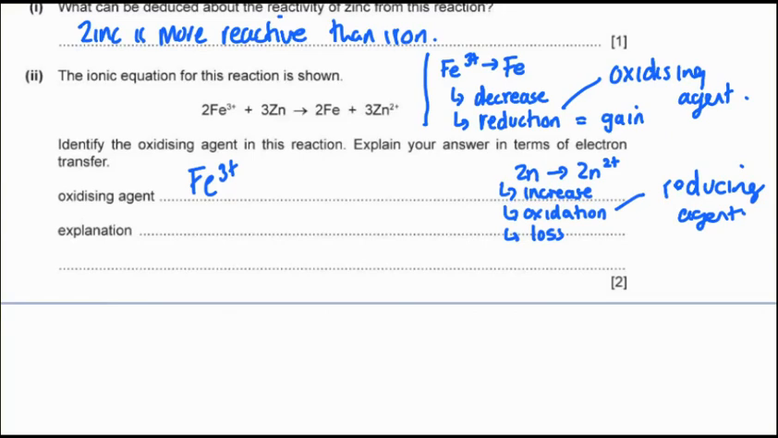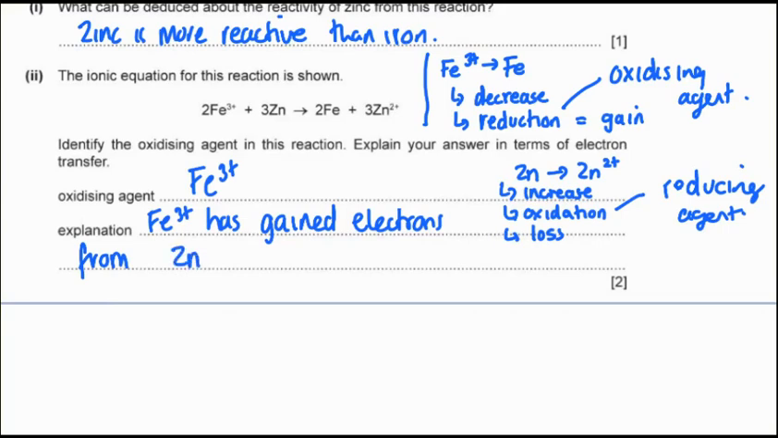Don't write iron, because if you write iron, you're implying that the iron atoms themselves are the oxidizing agent. You need to show that you know that the oxidizing agent is the Fe3+. And the explanation for that, in terms of electron transfer, is that the Fe3+ has gained electrons from the zinc atoms, and that's why it has acted as an oxidizing agent.